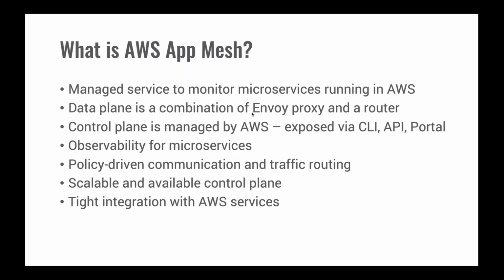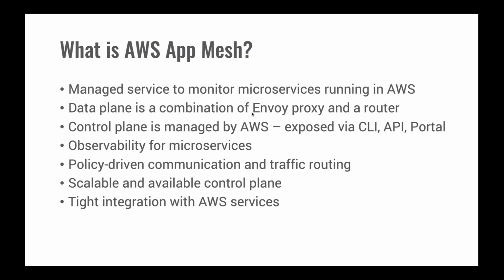So the data plane is running an Envoy proxy, and AWS has also attached a router, which is like an Istio mixer, to the sidecar, and a combination of Envoy proxy and the router are deployed with every microservice, and they talk to the managed control plane, which is actually monitored, managed, and made highly available by AWS. And App Mesh precisely does two things. Number one, it is going to control the communication and traffic flowing in and out of microservices.